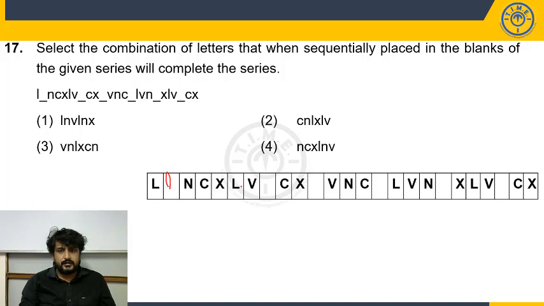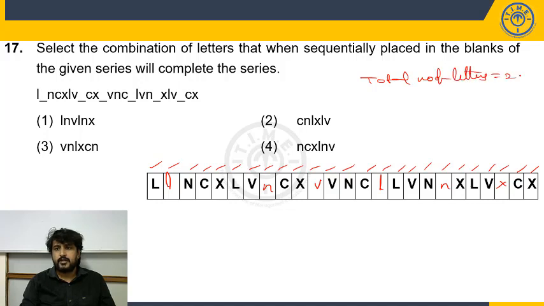Let's see. L, N, V, L, N, X. First of all, identify the total number of letters. 1, 2, 3, up to 25. So the total number of letters is 25. Okay. How many different letters do we have? This is how we need to answer this kind of question. The 5 different letters are L, V, N, C, X. These are the 5 letters.